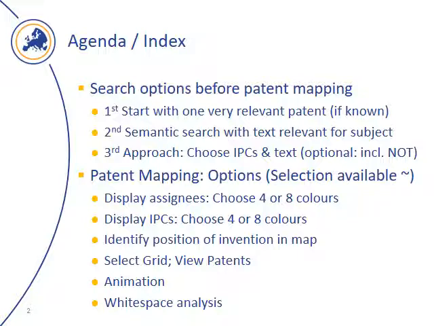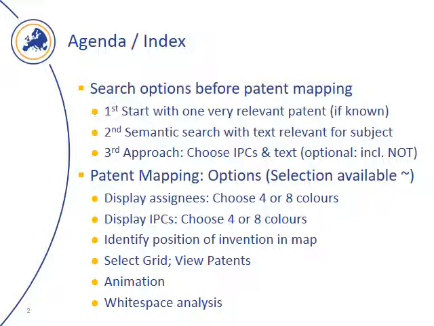A very helpful option is that you can identify the position of your own invention idea in the map, for instance by using the semantic search option, inserting text, and then having a triangle displayed in the patent map which shows where this invention idea is located in the patent map or patent landscape.